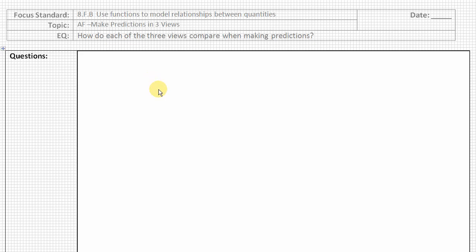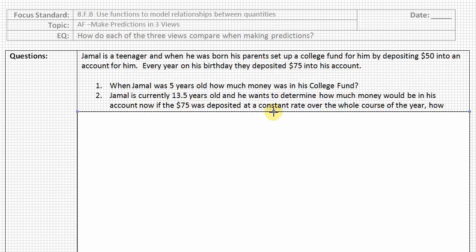So in this video, we're tying it back into our mathematical models lessons on the 3 views of relationships. And we're going to be looking at how each of the 3 different views can help us in making predictions, and which ones are the pros and cons of using each. So that's why I ask in our essential question to compare them.